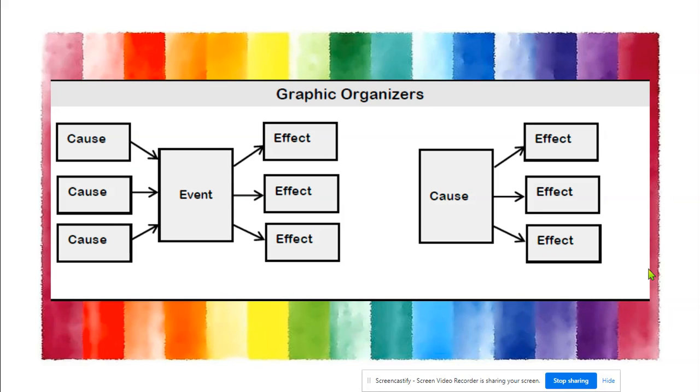Let's look at the graphic organizers here. In the one on the left, you look at three causes leading to one event, and in turn, leading to three effects. But on the right, you have one cause and three different effects. There are many ways that you can graphically organize cause and effect, and these are just some of them.